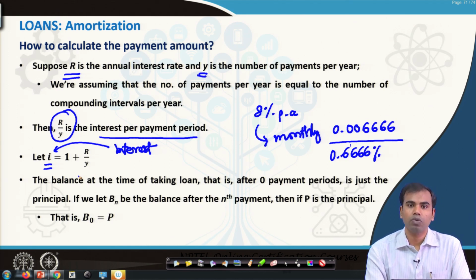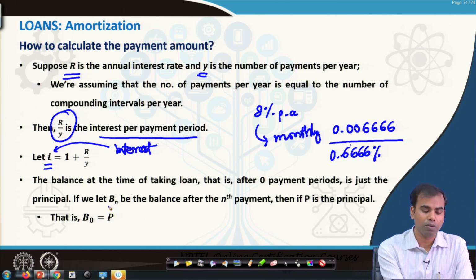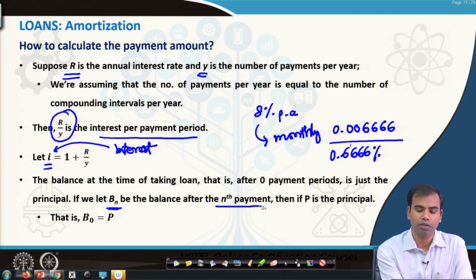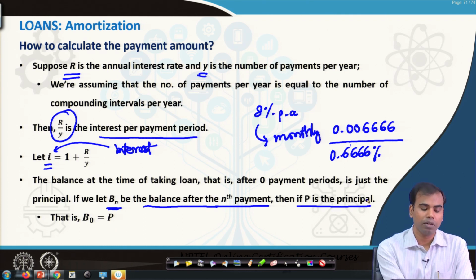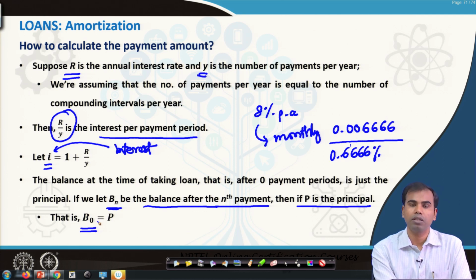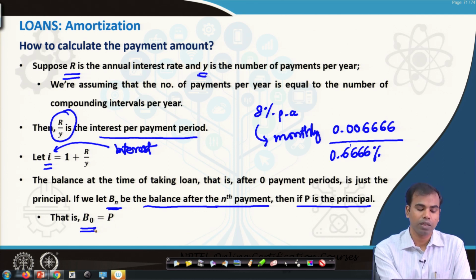Now, if we try to know the typical terms and conditions associated with a loan, the balance at the time of taking loan, that is when no payment has been made towards recovering the loan, is just the principal amount. If you recall from previous example, it was 30,000 in all cases. If we let B n be the amount of balance after nth period, and P is the principal, then B 0, which is the balance after 0th period, is nothing but P.